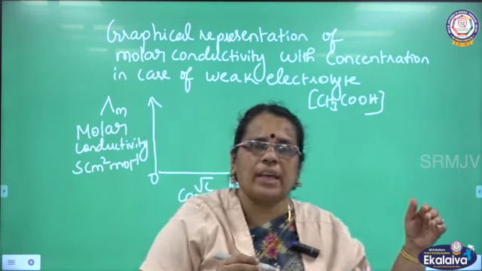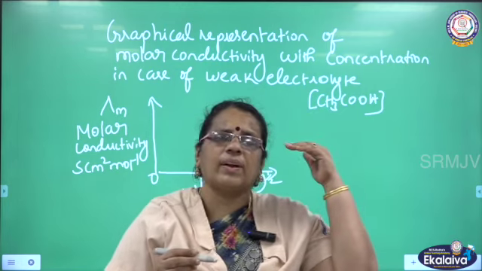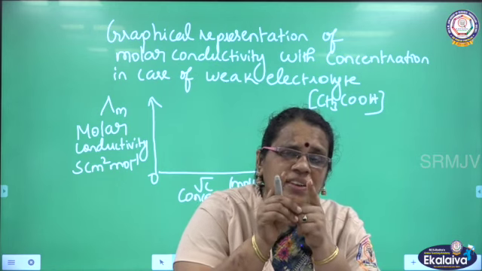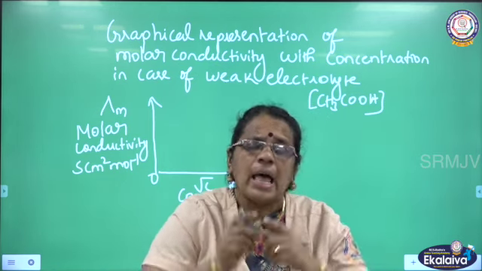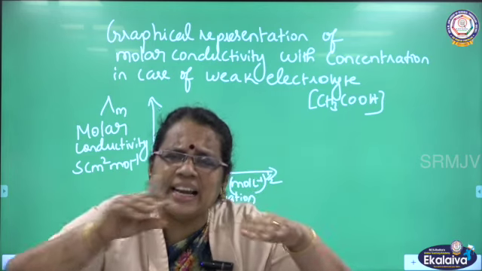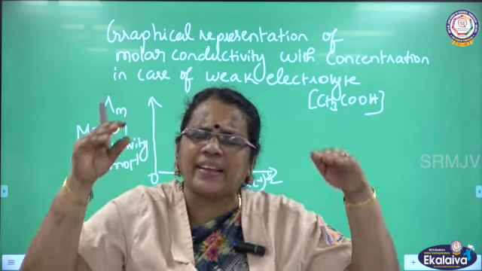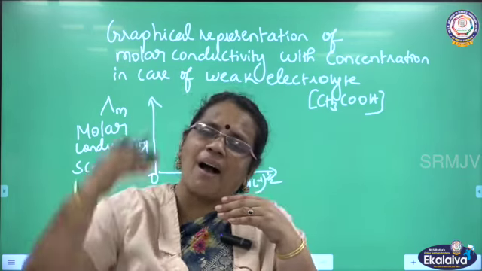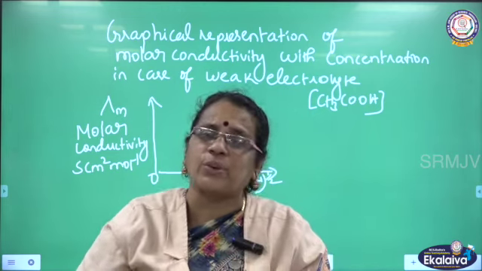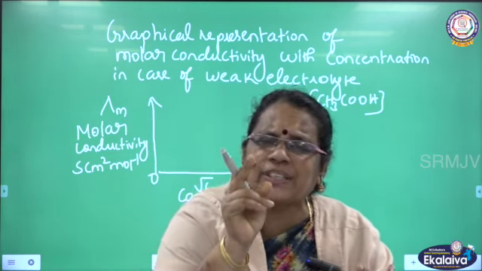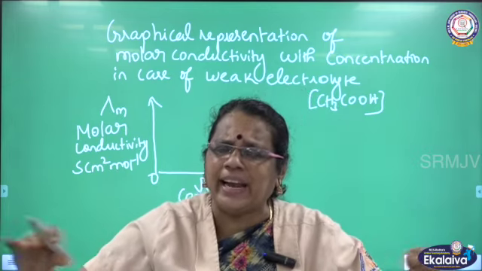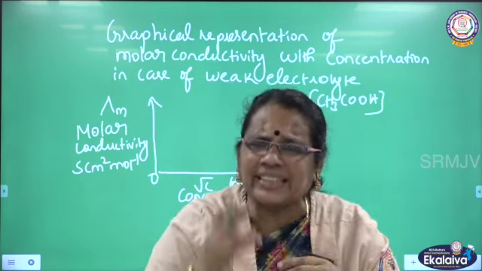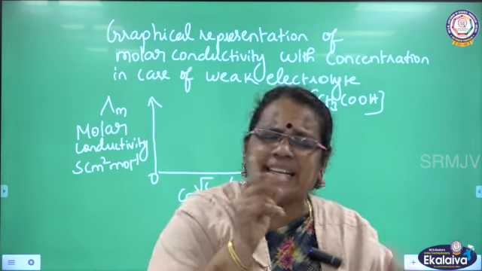We are going to see the effect of dilution on molar conductivity in case of a weak electrolyte. Already I told you, in a weak electrolyte, dissociation is incomplete, there is partial dissociation of ions. I want to make the electrolyte completely ionized, 100% ionization. So what do I have to do? I dilute the solution. On dilution, even the undissociated molecules start to ionize. As a result, molar conductivity increases.